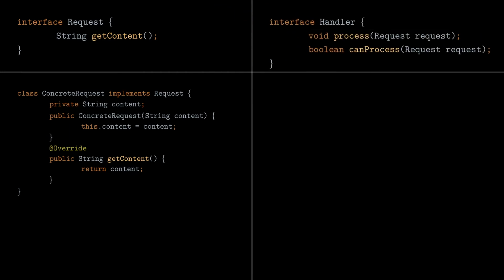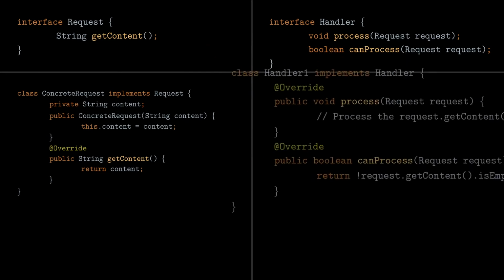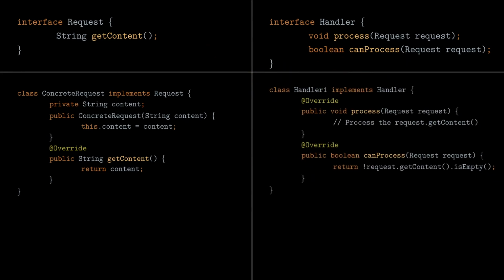We got a method that takes the request and processes it, and also one that tells whether the handler is able to process the request or not. Of course, we need to create specific handlers which implement that interface, as we see in this example. Now, to create a chain of handlers, we have two options.